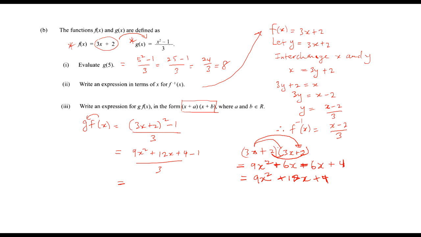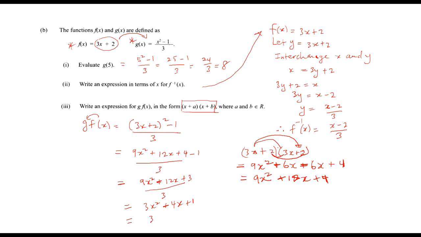Right, so let's see if we can simplify the top here. So this will be (9x squared plus 12x plus 4 minus 1) all over 3. Sorry, 4 minus 1 is 3, so it's plus 3. Now I can divide every single term by 3, so we end up with 3x squared plus 4x plus 1. And this is a quadratic that we need to factorize.